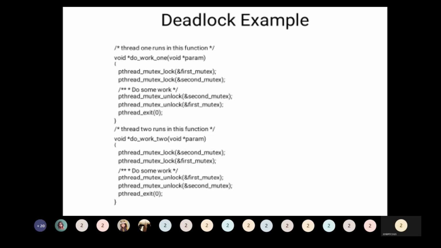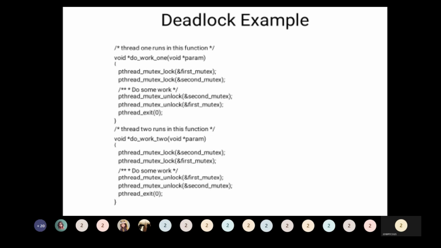An example scenario for a deadlock is given here. Thread 1 runs in this function. Thread 2 runs in the function below. There are two functions, for thread 1 and thread 2. Using mutex locks, they have characterized the deadlock occurrence here. So you have thread 1 executed by the do_work_1 function. It acquires the mutex lock, first mutex, then second mutex, and does some work. Then it unlocks the second mutex, then unlocks the first mutex, and exits.